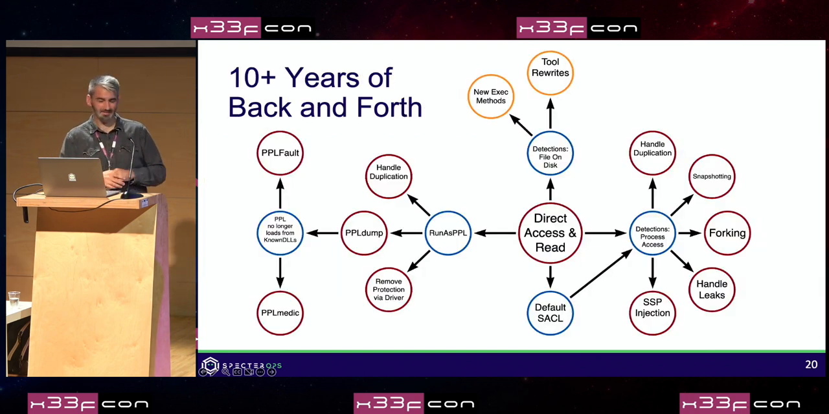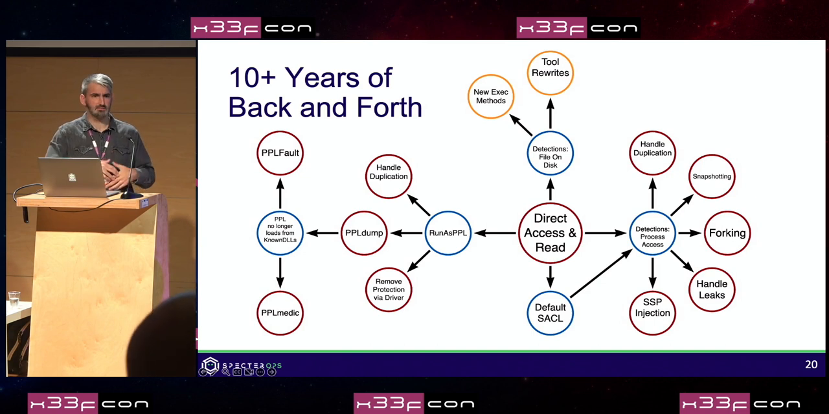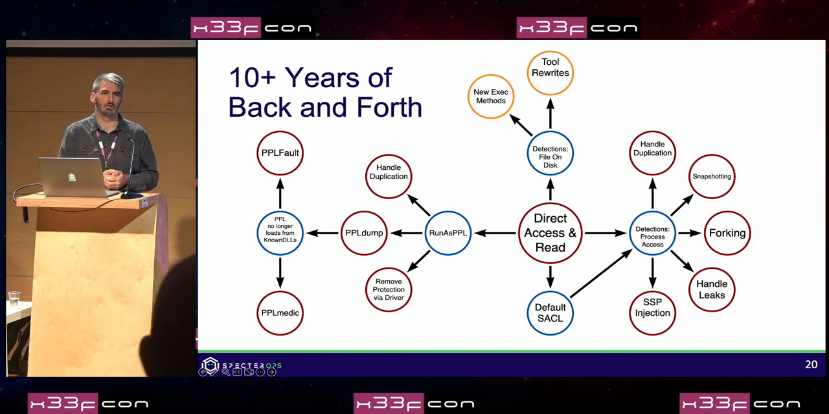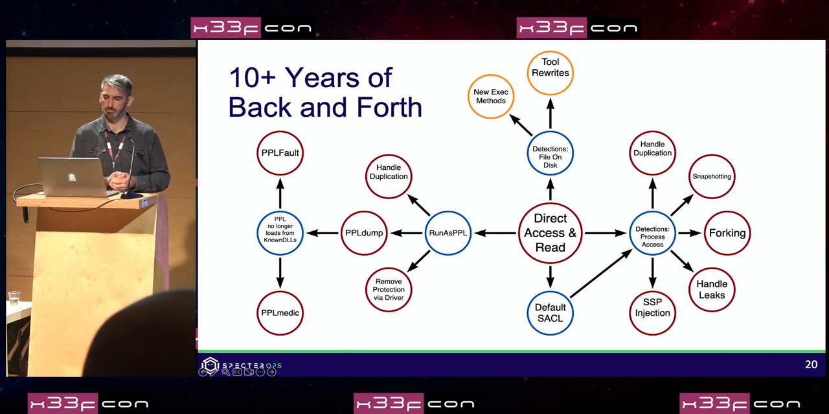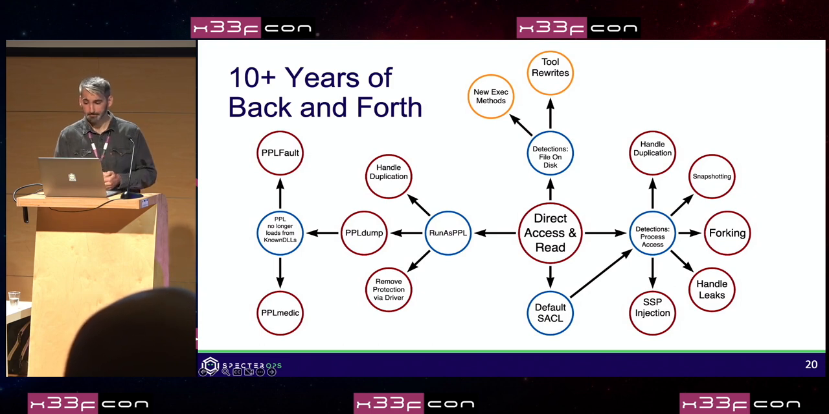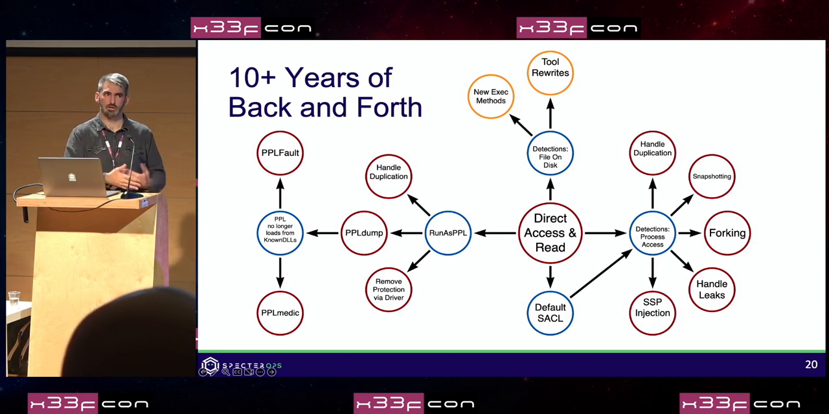And this is, in my opinion, an interesting diagram, because if we start at the middle with direct access and read, remember that Mimikatz came out in, I believe, 2010, 2011, something like that. And so we've had over a decade of innovation on LSASS credential dumping procedures. And what we've seen, on both the offensive and defensive side, is a lot of focus on handle acquisition, actually getting that handle to lsass.exe.